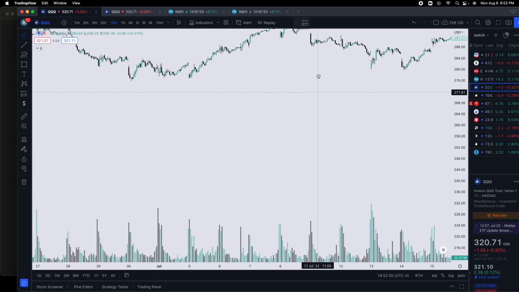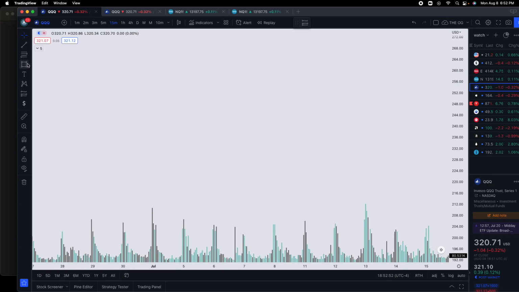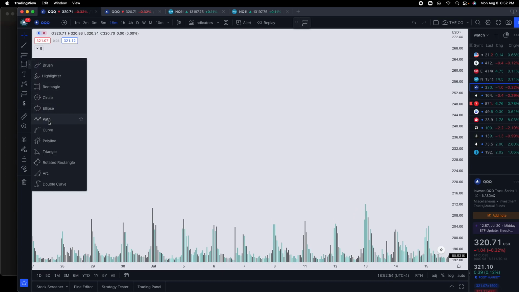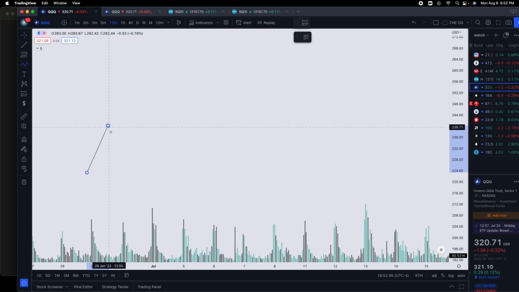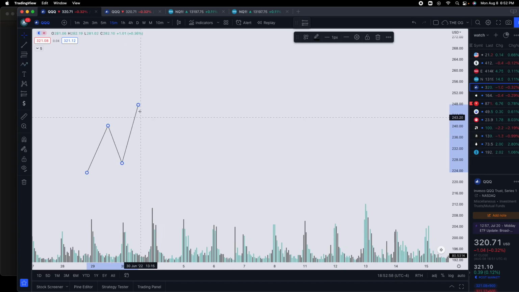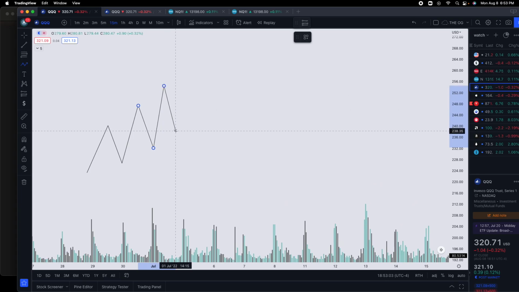So taking the information we learned on market structure, let's create a blueprint. When price is in an uptrend, it creates higher highs and higher lows. Now we said that an uptrend is when price does this. Now a break of an uptrend is when a higher low gets taken out.